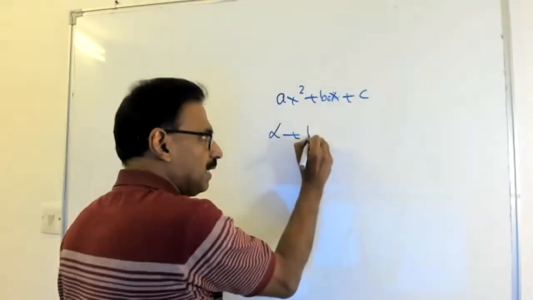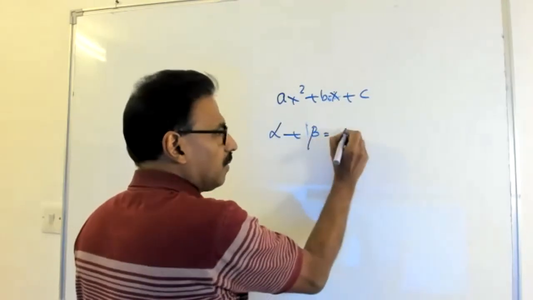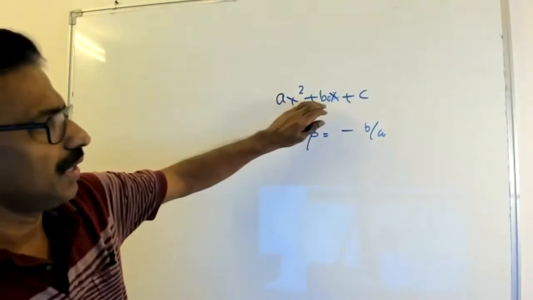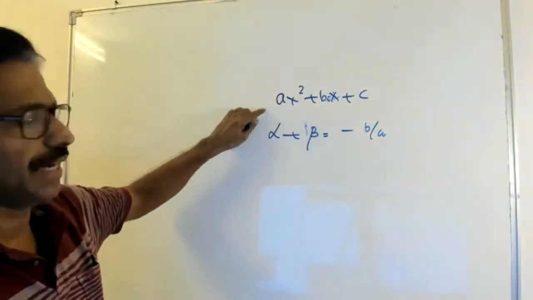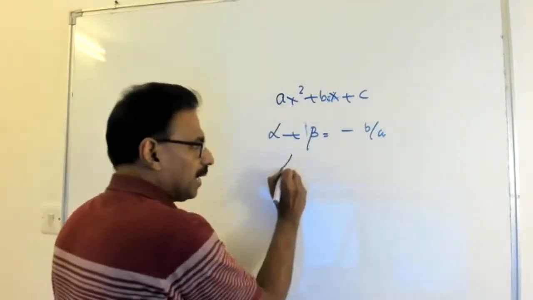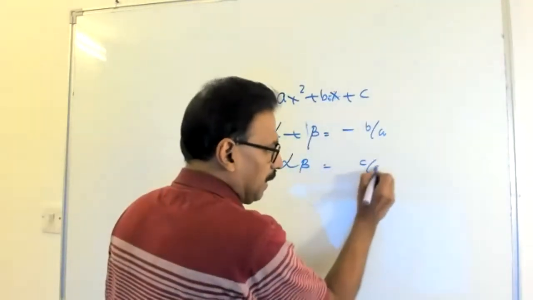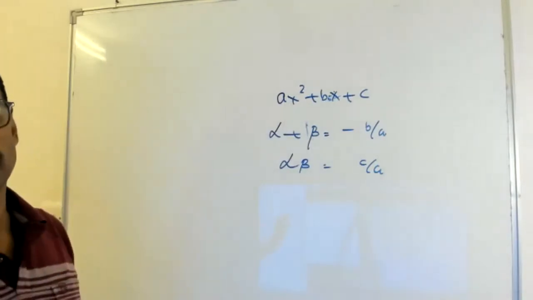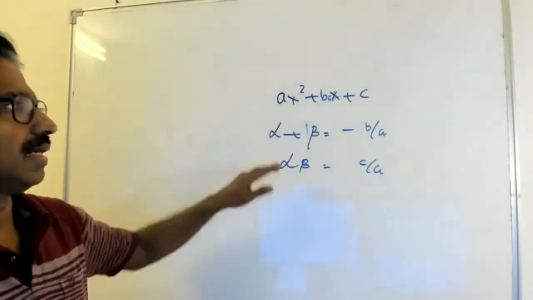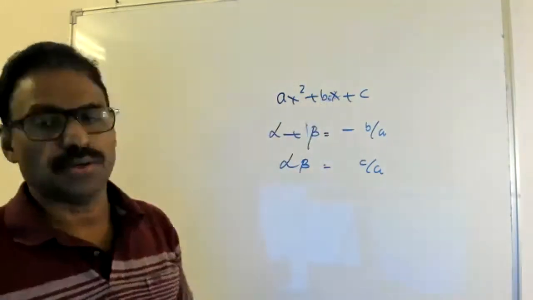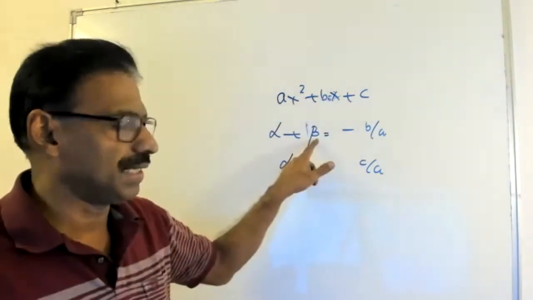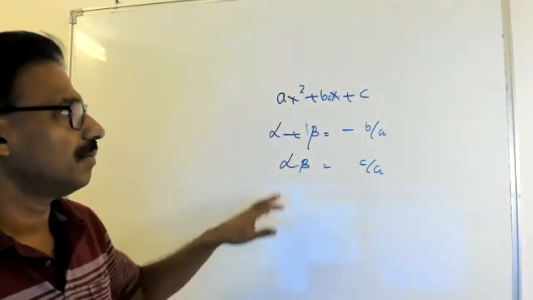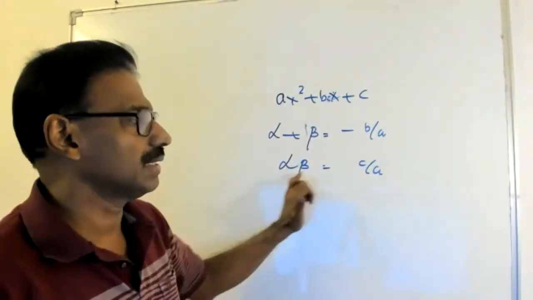Zeros are alpha and beta. Then alpha plus beta equal to minus b by a. Minus b by a means the coefficient of x divided by the coefficient of x square. And the product alpha beta is c by a, the constant term divided by the coefficient of x square. This is a very important relation between the zeros of a quadratic polynomial. Alpha plus beta means the sum of the zeros.